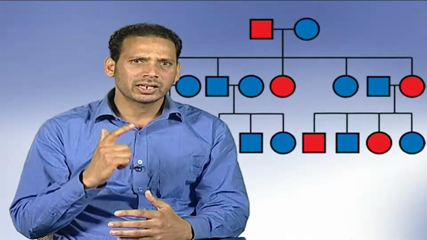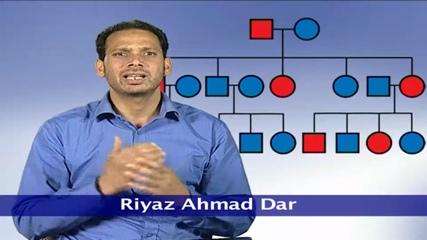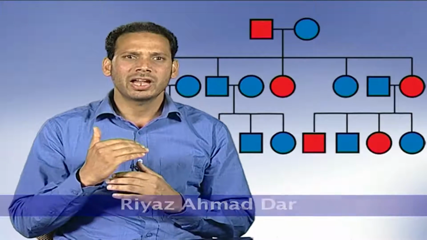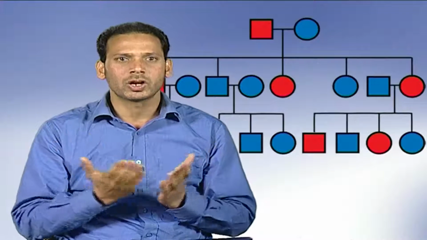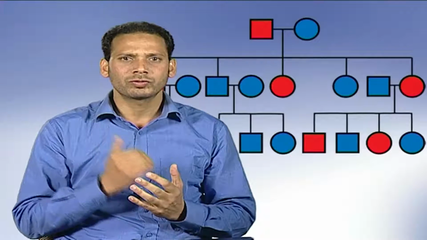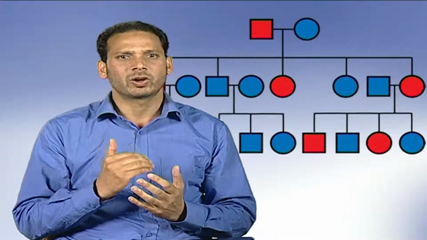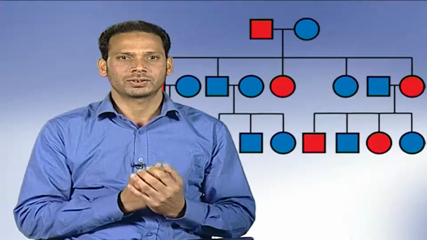An important technique used by geneticists to study human inheritance is the analysis of pedigree, and for determining the outcome of genetic cross, the rules of probability are used. Now, what is probability actually? Probability expresses the likelihood of the occurrence of a particular event, here the occurrence of a genetic disorder. It is the number of times that a particular event occurs divided by the total number of all possible outcomes.